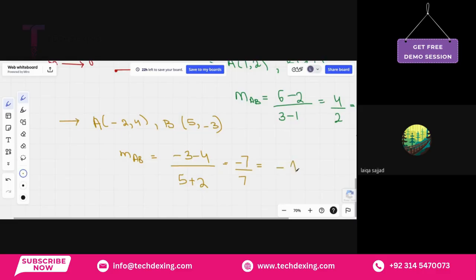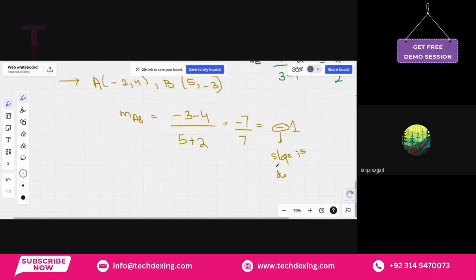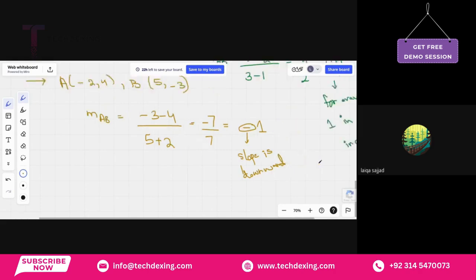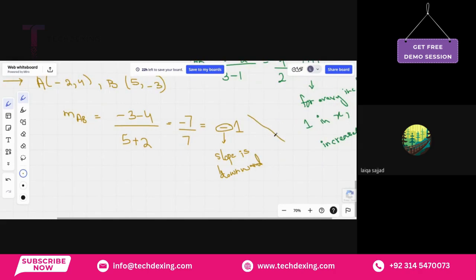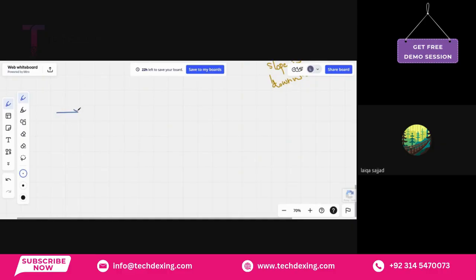So this negative sign tells us that the line's slope is downward. The slope is falling, or it's downwards. So it will be something like this. It will be falling. Now, the next thing that you should know before moving towards the exercise is how do we find the distance between 2 points?